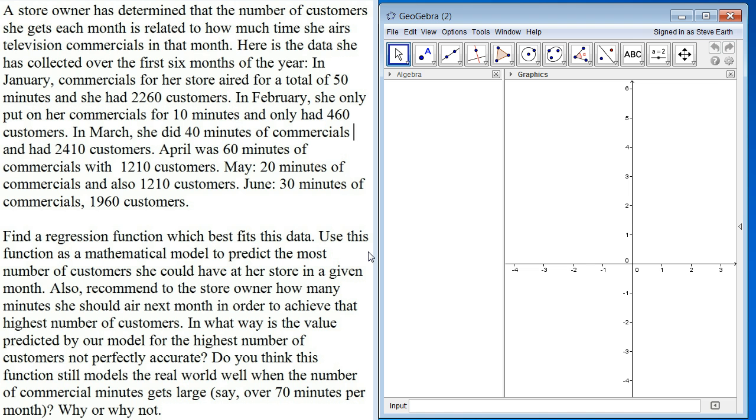And as per request, I thought I would make a video demonstrating an example problem of how you would use regression to solve a question. So here we go. Let's take a look at this one here. This is also up on Schooloop.